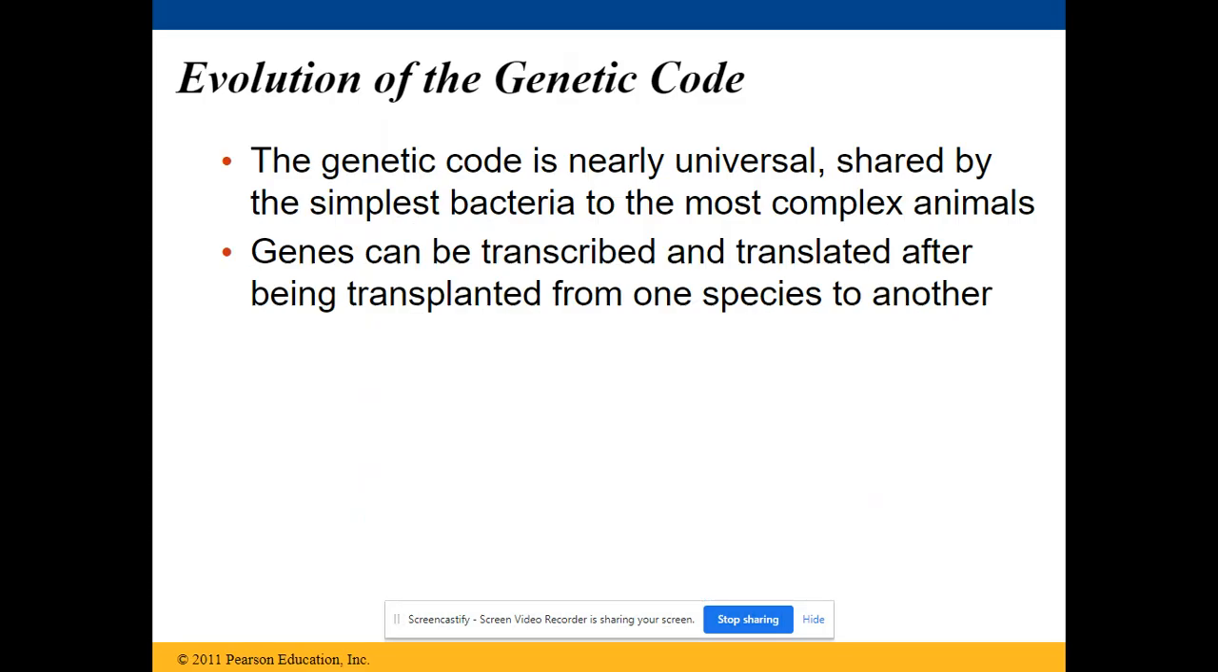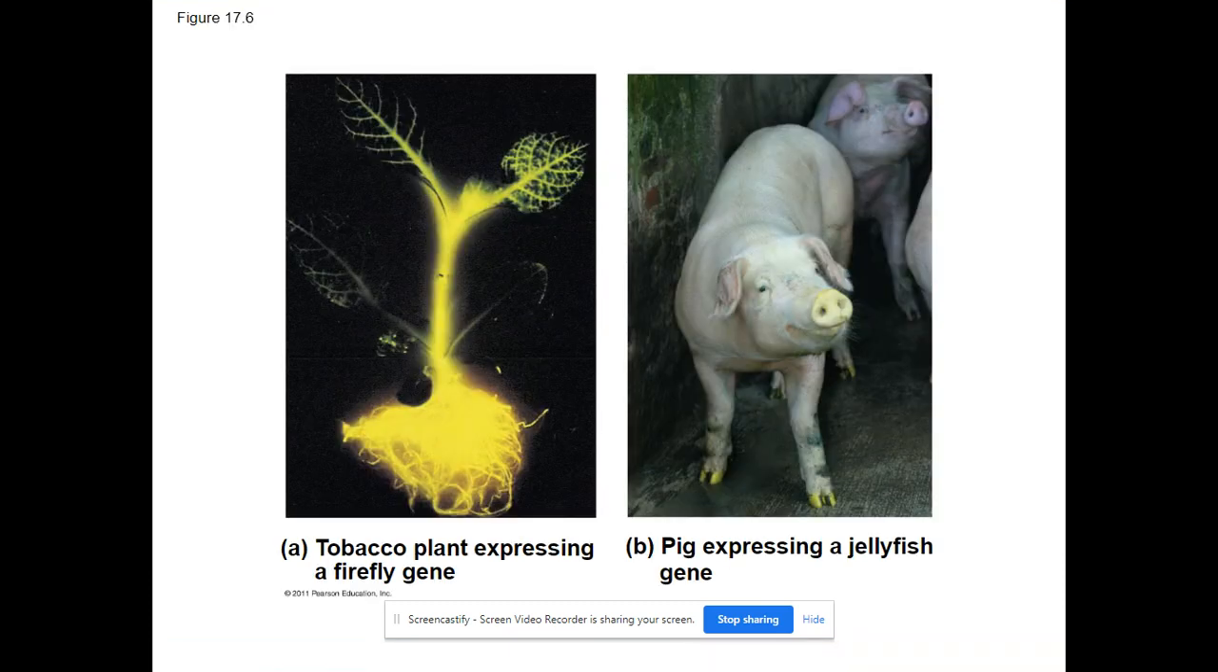The evolution of the genetic code. So the genetic code is nearly universal, which means it is shared by almost every organism on Earth. From the simplest form of bacteria to the most complex animals, we all share the same genetic code. Well, almost all of us. That means that genes can be transcribed and translated after being transplanted from one species to another.